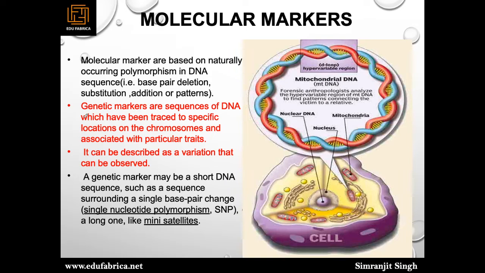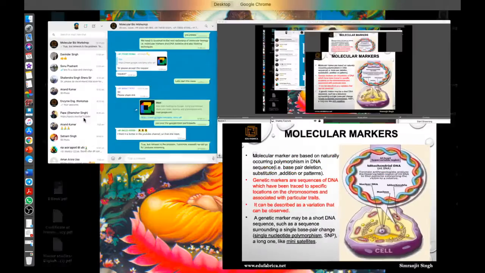Now next part is your molecular markers. So molecular markers are based on naturally occurring polymorphism in DNA. They are the genetic markers that are sequences of DNA which have been traced to a specific location.